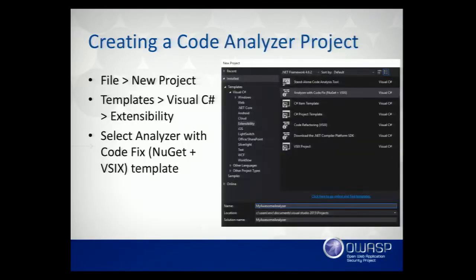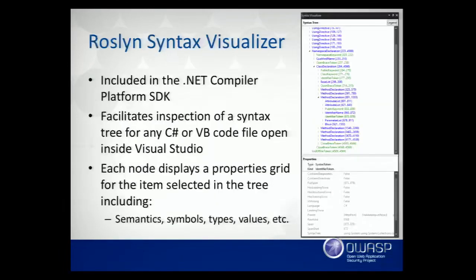The next step, once you download the Roslyn SDK, you open Visual Studio, you go File, New Project, and you can pick from an extensibility template called Analyzer with Code Fix. And it will generate 3 projects for you that you can then start adding rule sets into. So it's very simple. And I'll show you this here in a minute.